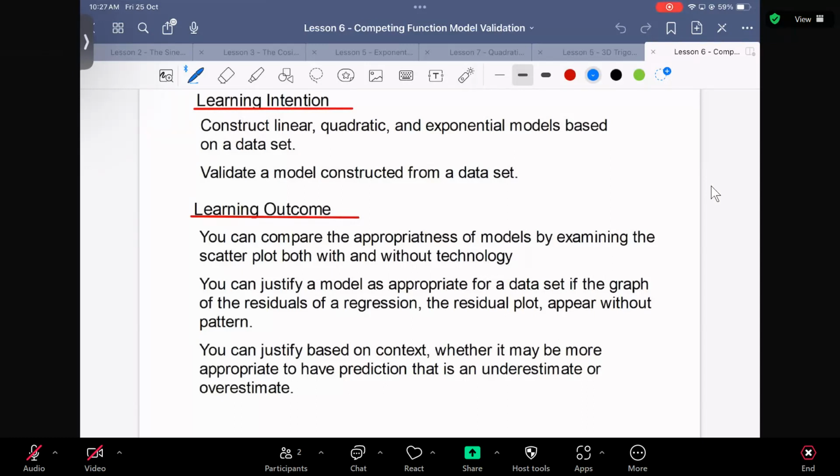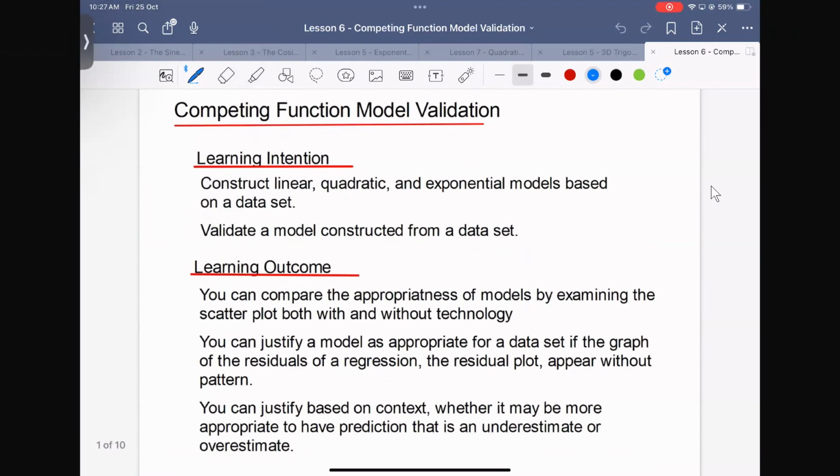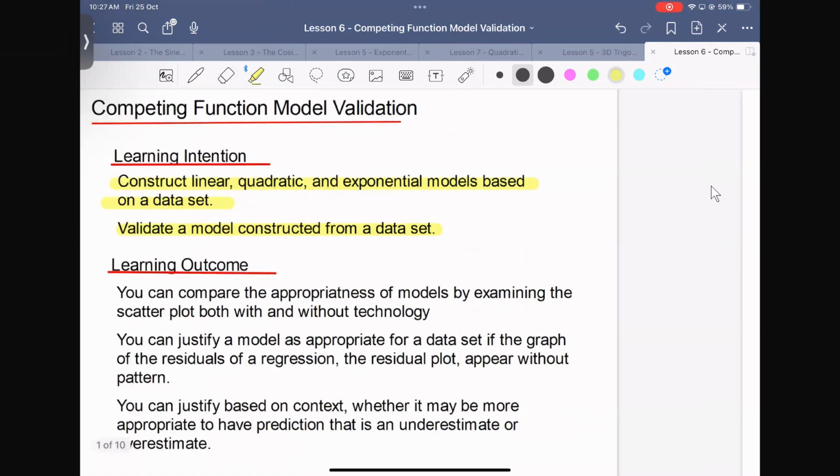All right. Today we are looking at choosing different models. So we've looked at a few different models now. We've looked at linear, quadratic, exponential models. And our goal today is to be able to construct these models based on a data set, and then to validate a model's construction. Basically saying, is this a suitable model that we are choosing? How appropriate is it? We'll look at some techniques for comparing the appropriateness of different models.